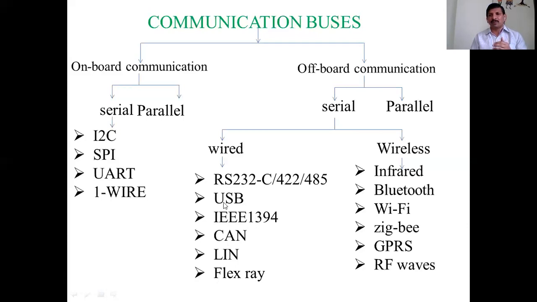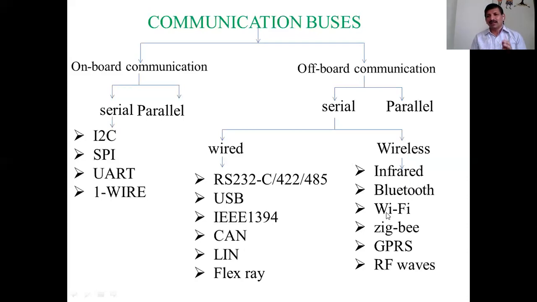USB 1.0, 2.0, and nowadays we are using 3.0, 3.5, the latest ones. Again, wireless communications use infrared. In our mobile phone, you can check how we transmit data from one mobile to another, using infrared signals or using Bluetooth. Nowadays, we have so many Bluetooth devices, like Bluetooth headsets or Bluetooth MP3 players.